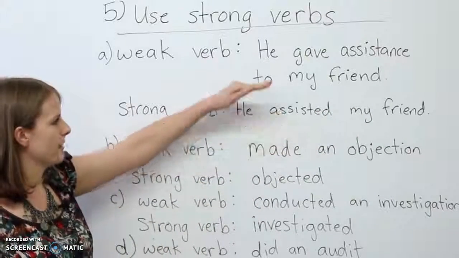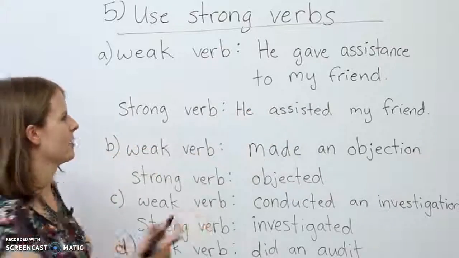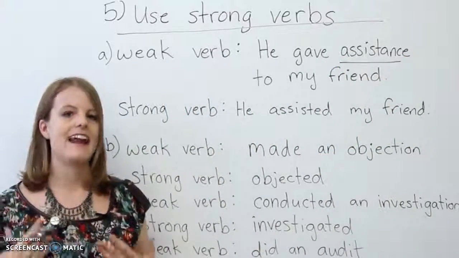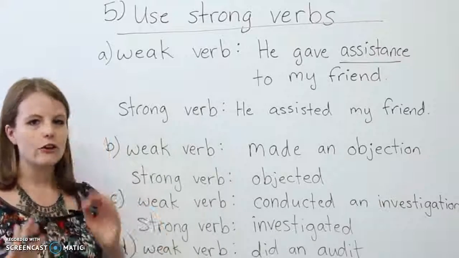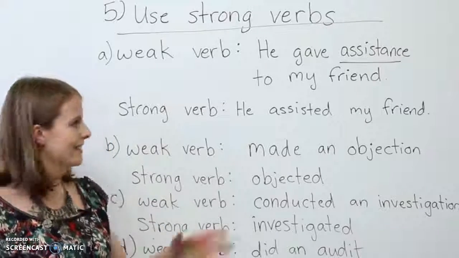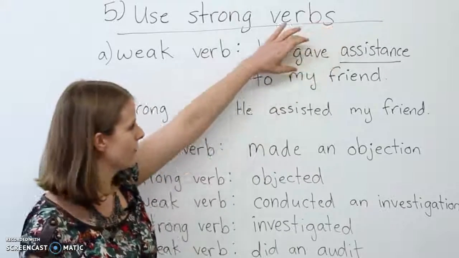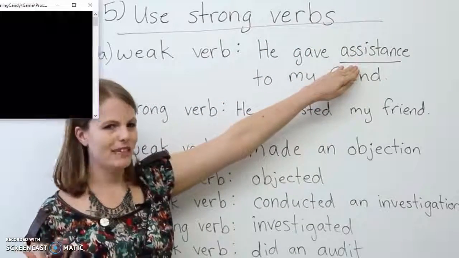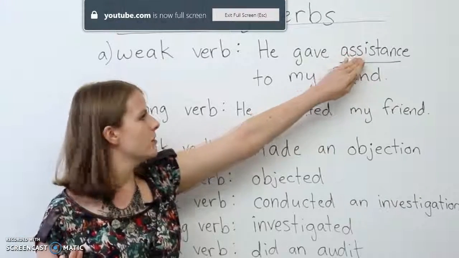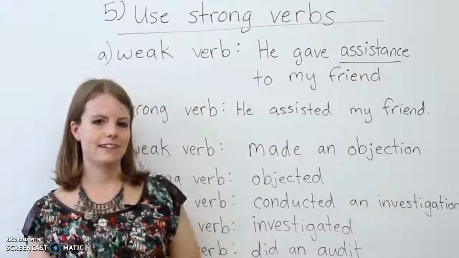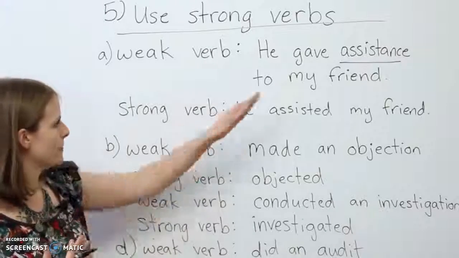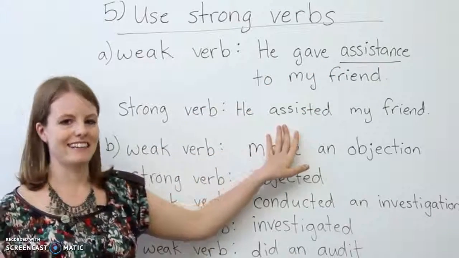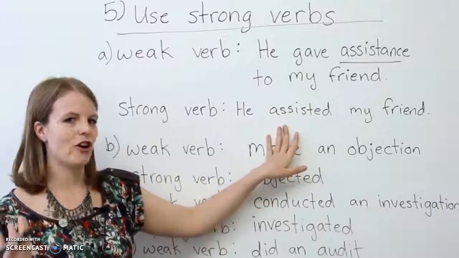So what is the difference between these two sentences? Well, in this sentence, assistance is a noun. So a better way to write this sentence, anytime you have a verb and a noun, and you look at the noun, and it could be its own verb, use this in a verbal form instead. So for example, he gave assistance should become he assisted. Okay, so this is stronger.